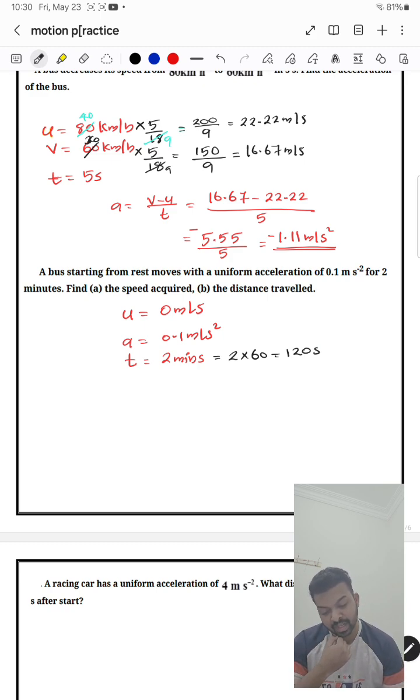Now we have to find what is the speed required. Before we do this, I have to tell you one thing. Please learn all these equations by heart. It is very necessary for you to study the equations of motion. What are the equations of motion?